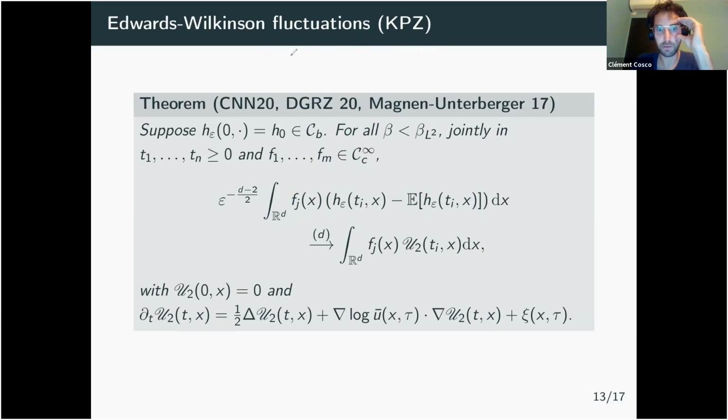And this was first observed by physicists Magnan and Unterberger, and then proved maybe in a more rigorous way by Dunlap, Gurezek, and Zaitouni. They proved it in a restricted part of the L2 region. And with Shuta and Makoto, we extended it to the full L2 region, and also to any continuous initial profile, which was not done by the previous work, and also to joint convergence. And again, if you look at the fluctuations, you end up with an equation which is of the Edwards-Wilkinson family.